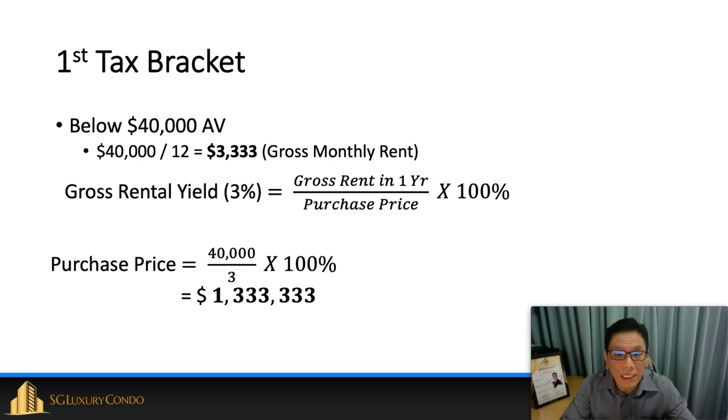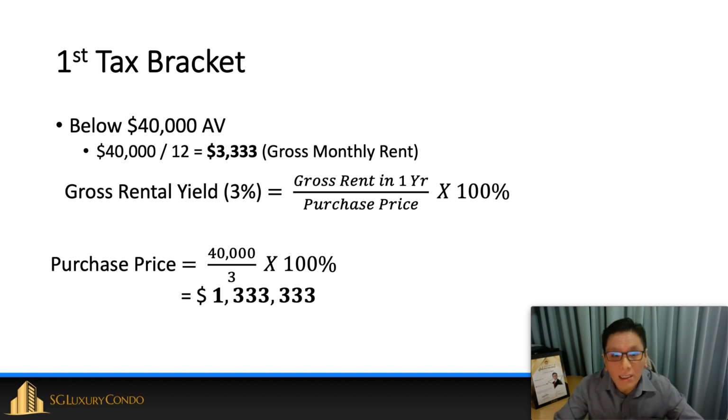If you intend to keep within the first tax bracket for owner-occupied, what you want to do is look at something with an annual value below 40,000. So for an annual value of 40,000 and below, the rental that you should be looking into, divided by 12, will be roughly 3,333. That is the gross monthly rent.